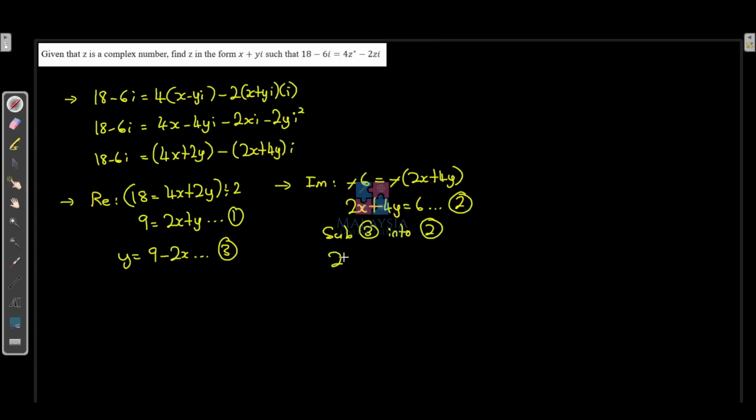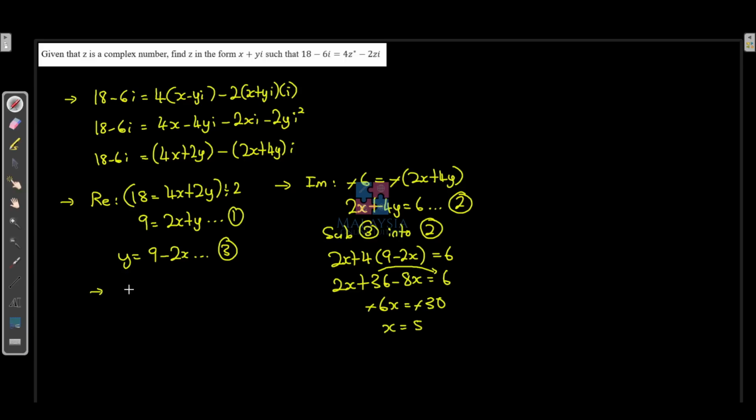So we get 2x plus 4 times our y, which is 9 minus 2x, equals 6. So we get 2x plus 36 minus 8x equals 6. Shifting the 36 to the right hand side, 2x minus 8x equals negative 6x, and 6 minus 36 is negative 30. And then x equals 5, we can cancel the negative.